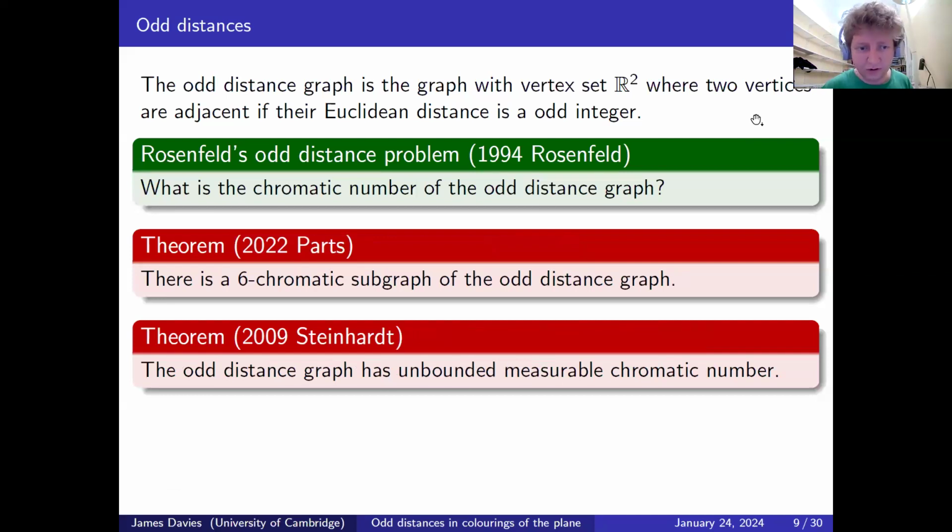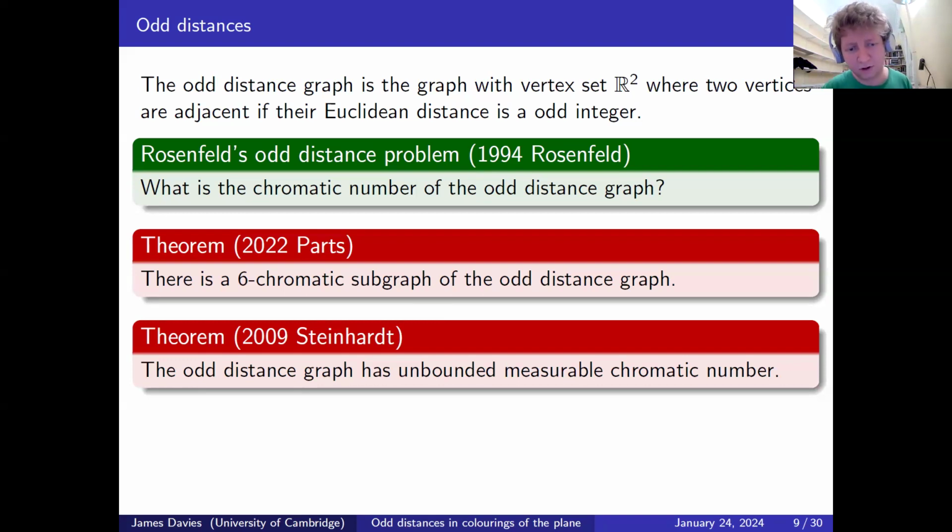One other result that was known for Rosenfeld's odd distance problem is actually, if instead of asking for a chromatic number, you ask for the measurable chromatic number. For measurable chromatic number, now you want all your color classes to be measurable subsets of the plane. Then actually it was known for a while that the measurable chromatic number is unbounded. And this uses some spectral method.